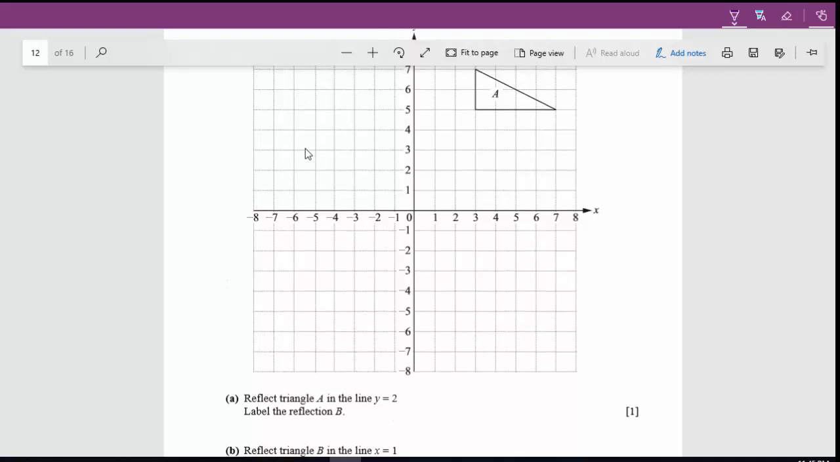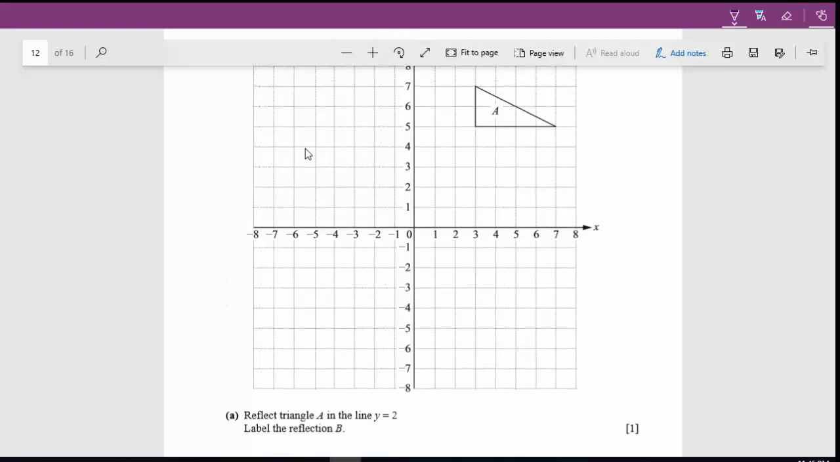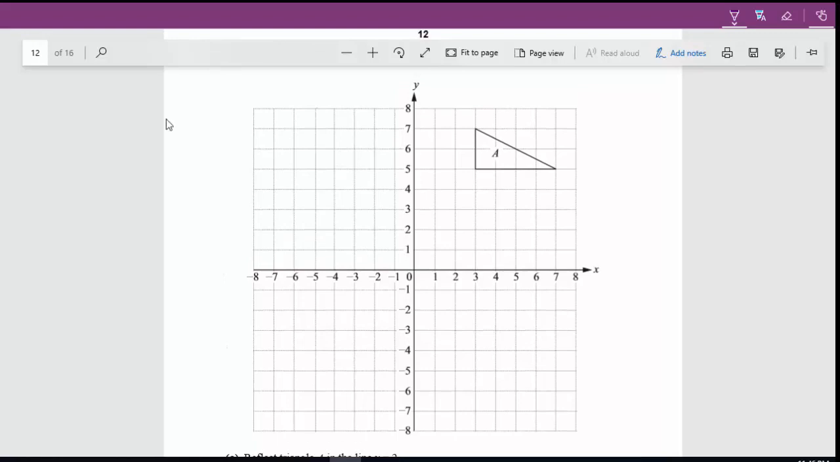Reflect the triangle A in the line y equals 2. The line y equals 2 is right here, because this is the y-axis and here is 2 on the y-axis. If we reflect this triangle, we're going to reflect one point, and through that point we can get the other points.